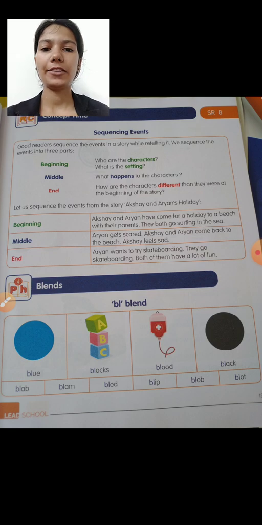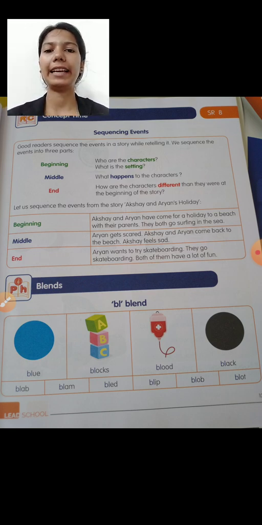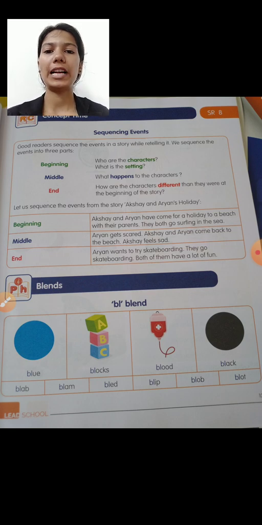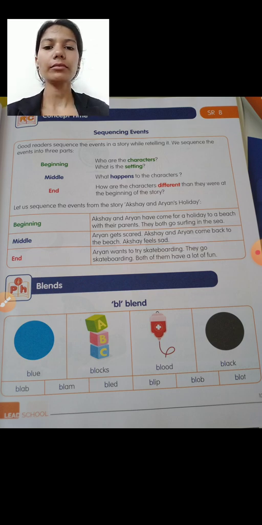In the beginning, Akshay and Aryan come for a holiday to a beach with their parents. They both go surfing in the sea. Now in the middle, Aryan gets scared. Akshay and Aryan come back to the beach. Akshay feels sad. Now the ending of the story: Aryan wants to try skateboarding. They go skateboarding. Both of them have a lot of fun.